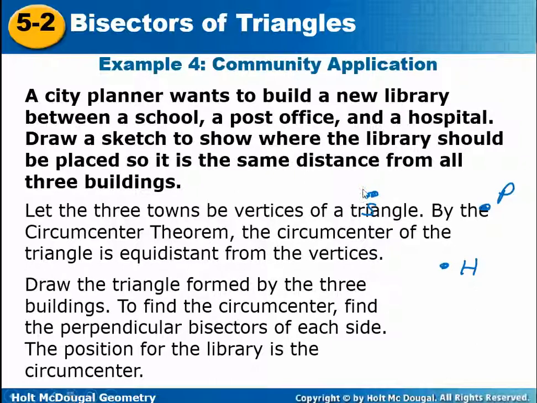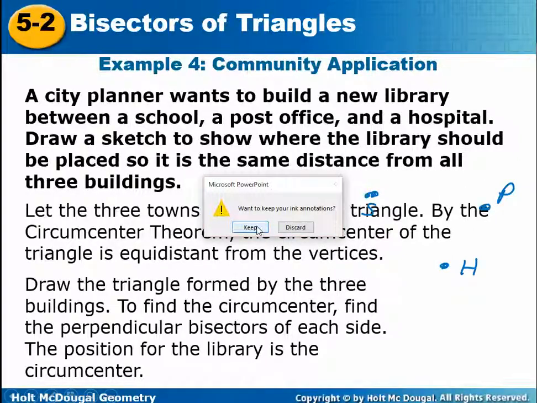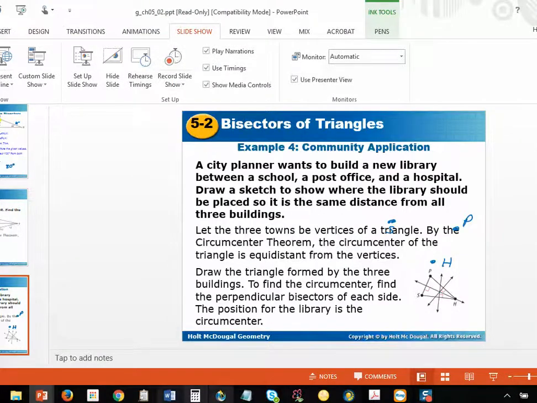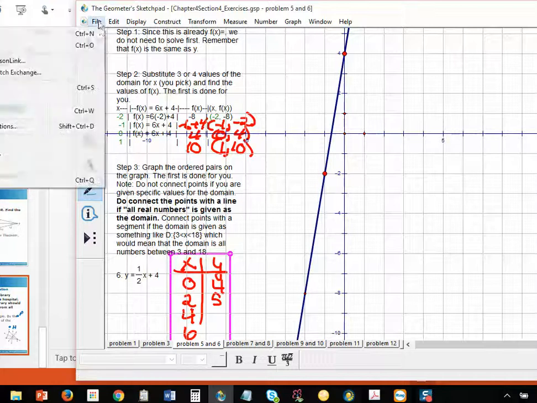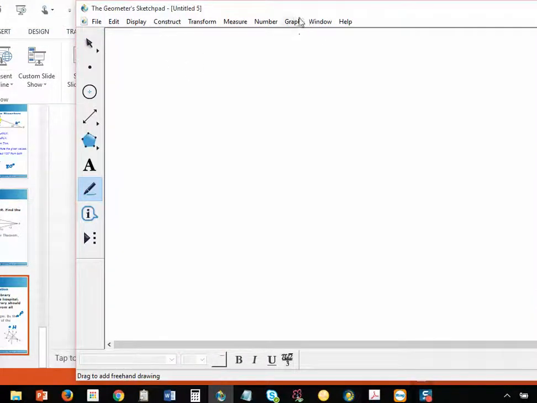I'm going to show you this in Sketchpad. All right, I'm going to open Sketchpad. New. And I am going to graph 3 points, okay? I'm just going to make 3 points. Now what I want to do is construct the perpendicular bisectors of each of these segments, but first I need to connect them.